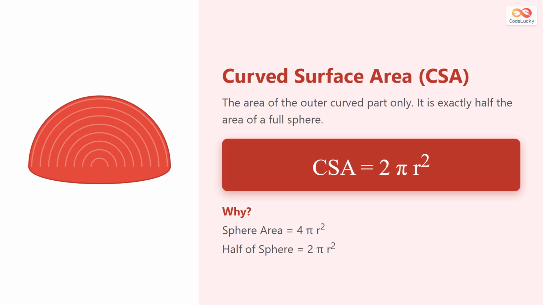Let's look at the formulas. The curved surface area, or CSA, is the area of just the outer dome. Since a full sphere is 4 pi r squared, the curved area of a hemisphere is exactly half of that, which is 2 pi r squared.